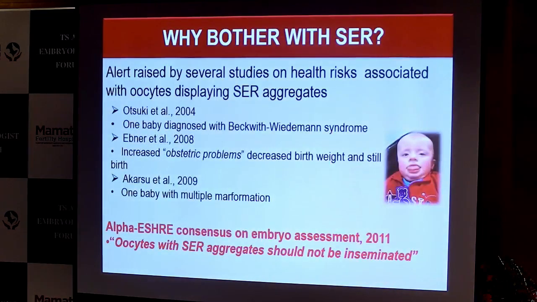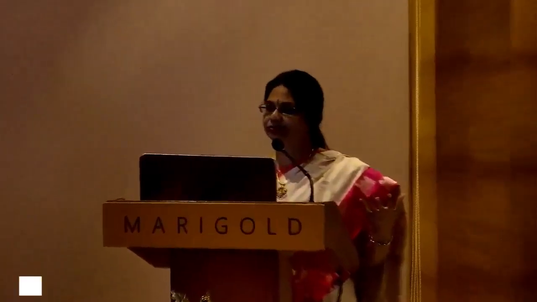Commonly seen in PCOS, and the fear is that there have been reports linking it to Beckwith-Wiedemann syndrome, where the child is mentally retarded with a higher incidence of retinoblastoma, and multiple malformations. So the ESHRE consensus, the Alpha ESHRE consensus, says that if you see SER aggregates in your oocytes, they should be separated, not inseminated ideally. But it also says that if you only have them, then you counsel the couple and go forward, right? So that's about the SER.